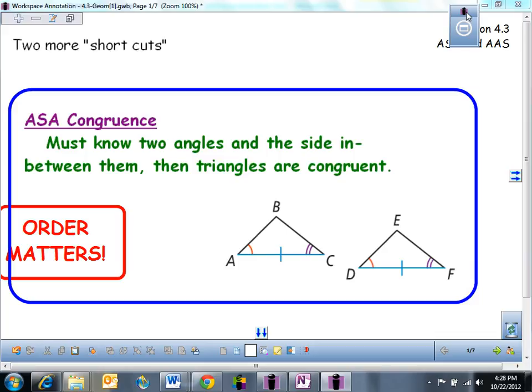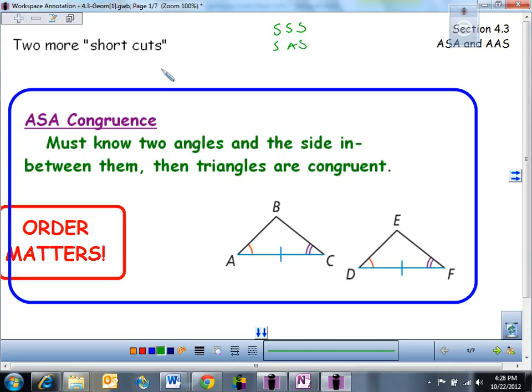As of right now, we have two different ways to prove triangles congruent, SSS and SAS. Today we're going to get two more shortcuts. So the first one is ASA. For ASA congruence, you must know that two angles and a side included between them are congruent. So see how the side has to be between the two angles.